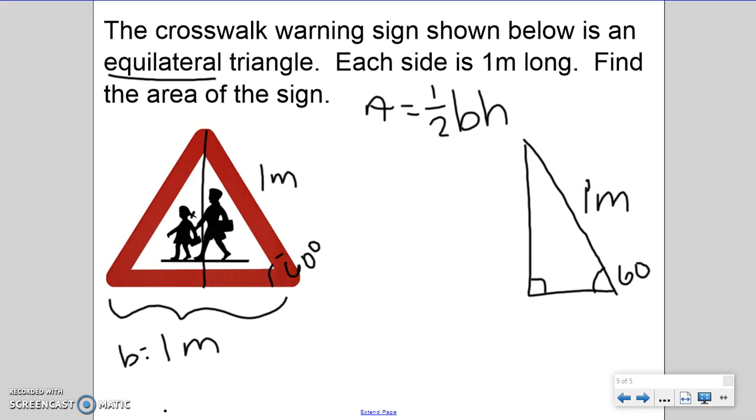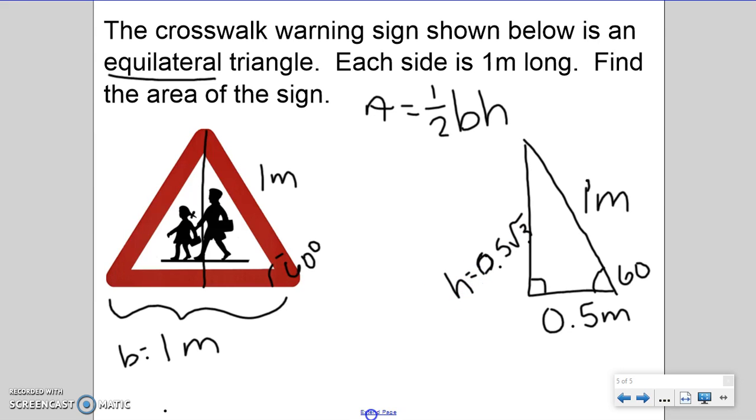Taking half of this entire base would tell me that this piece on the bottom here is 0.5, that adjacent side. So if 0.5 is the value of x, based on my 30, 60, 90 rule, 2x, which would be my hypotenuse, would give us 1 meter. And the height in this case would be 0.5 times the square root of 3. So this is going to be our height value.